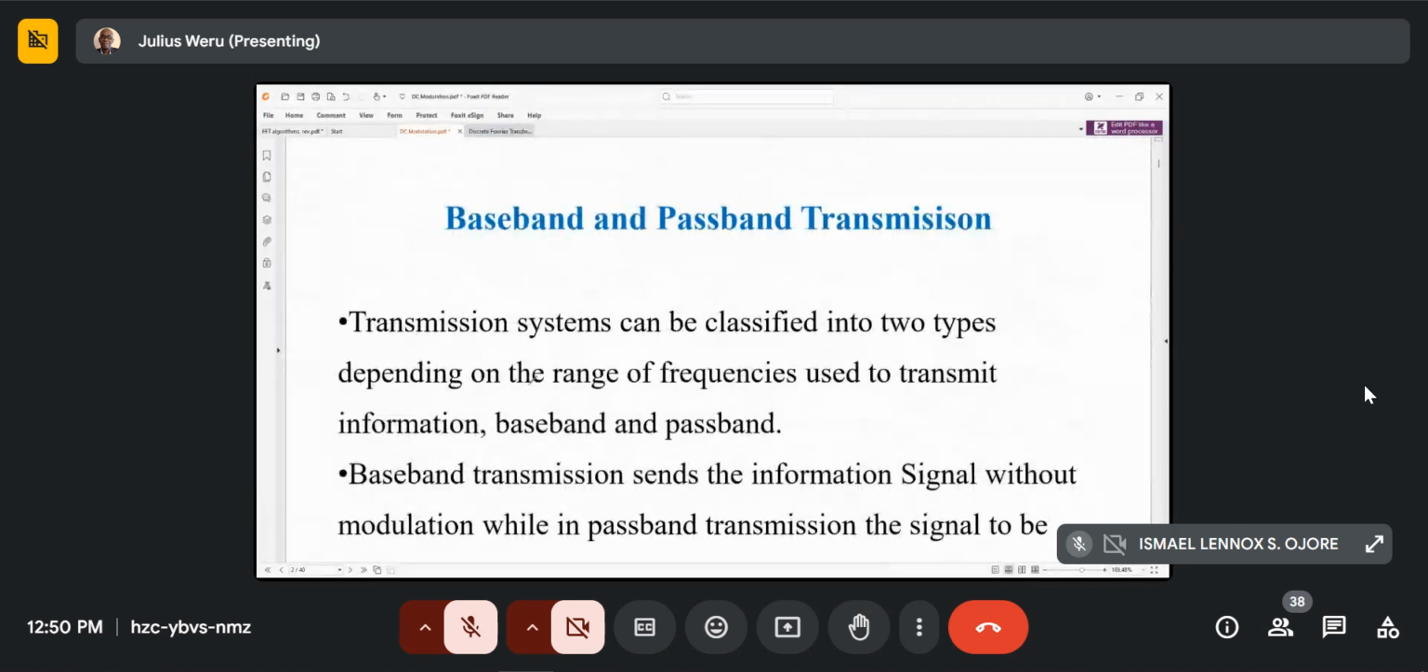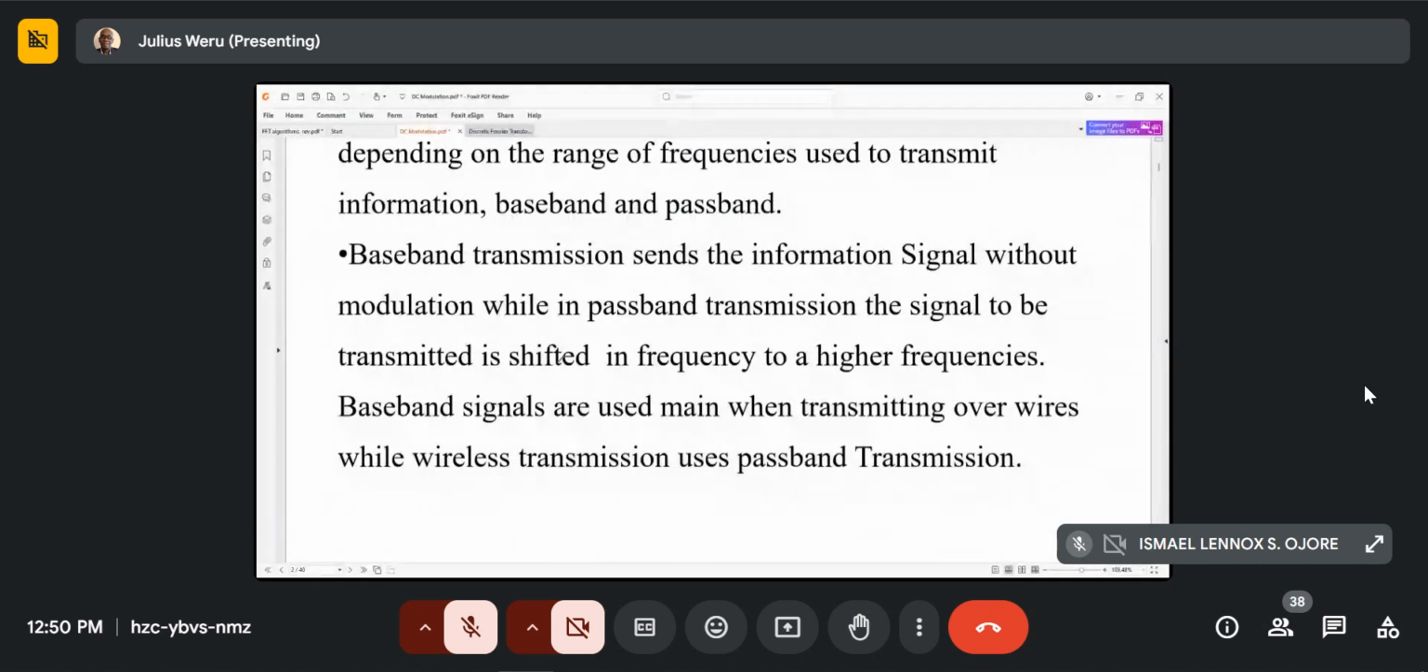Transmission systems can either use baseband or passband. Baseband means no carrier. Passband means you're using a carrier. And we use a lot of passband, especially in wireless systems. In wired systems we mainly use baseband, but for wireless systems we use passband.